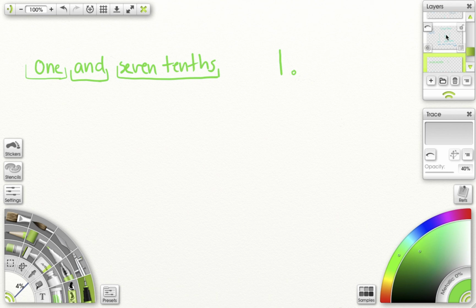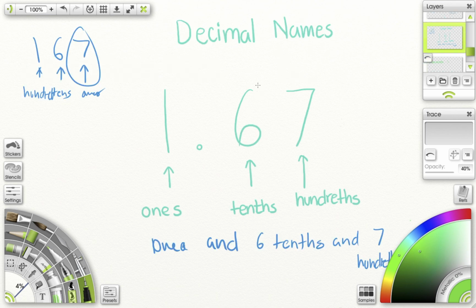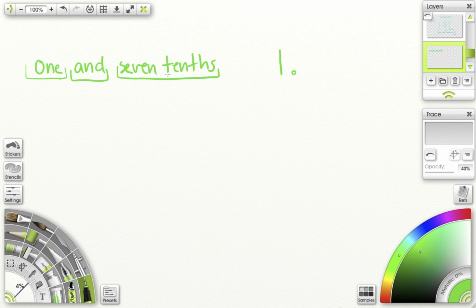Now, as you remember from our last slide, this tenths column is the one that's right after the decimal. So when looking at this written form, 7 tells us the number 7, and the tenths tells us which position it's in, which is right after the decimal. Hundredths is the one after this one, but we're not dealing with the hundredths today. So 1 and 7/10 written out into a decimal is 1.7.